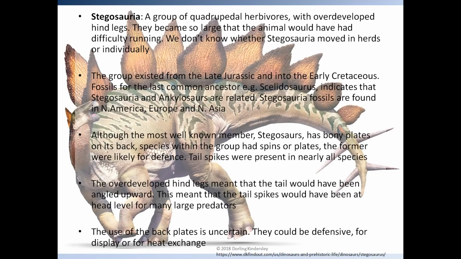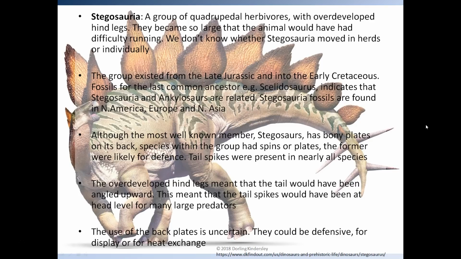So, although the most well-known member, Stegosaurus, had bony plates on its back, some species within the group also had spines or plates. And in terms of the spines along the back, obviously they are very likely for defense. That makes sense. In terms of the species that had plates on the back, like the Stegosaurus, well, the reason for those plates is debatable.